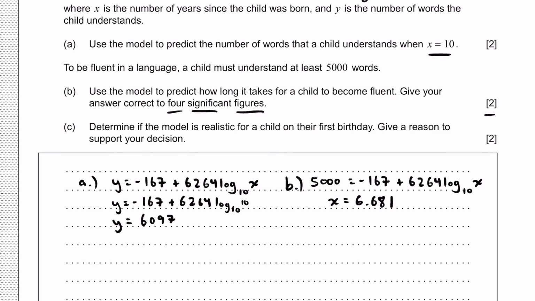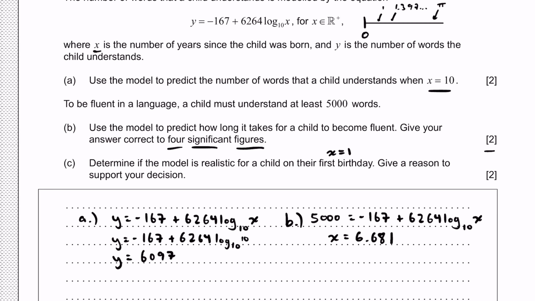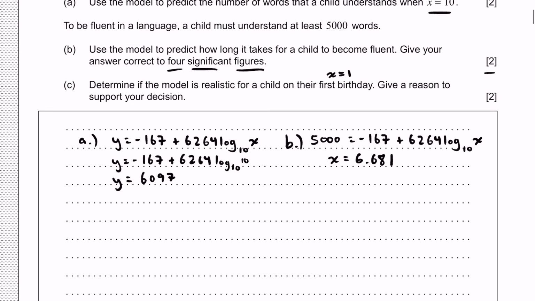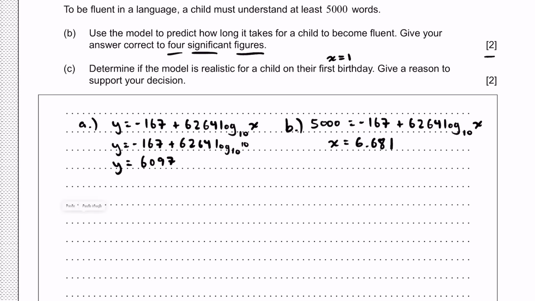Part C, determine if the model is realistic for a child on their first birthday. Give a reason to support your decision. Okay. So again, we'll draw on this model right here. On their first birthday, that's when x would be equal to 1. So x is number of years since a child was born. X is equal to 1. Let's see what this model would predict in terms of the number of words that they should know on their first birthday.